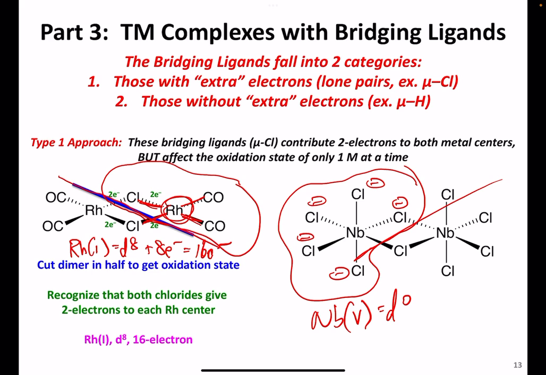I know that each of these is 2 electrons, 2 electrons, 2 electrons, 2 electrons, 2 electrons. I didn't forget that chloride has extra lone pairs. It can donate in both directions. So I have now 6 2-electron donors contributing 12 electrons. If I have a D0 center, this is overall a 12-electron compound.